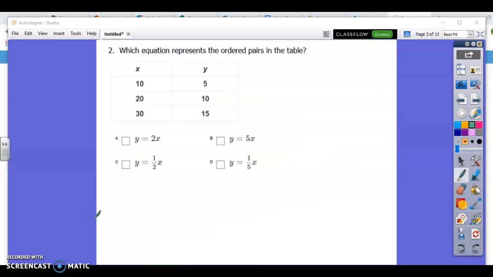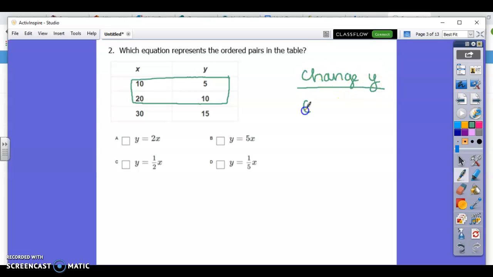Question number 2. Which equation represents the ordered pairs in the table? So there's a couple of different ways you can do this. One is if you look at all your answer choices, they all have slopes. So what I could do is I could come to this graph and I could find the slope. So I could take 2 points and its change in y over change in x.